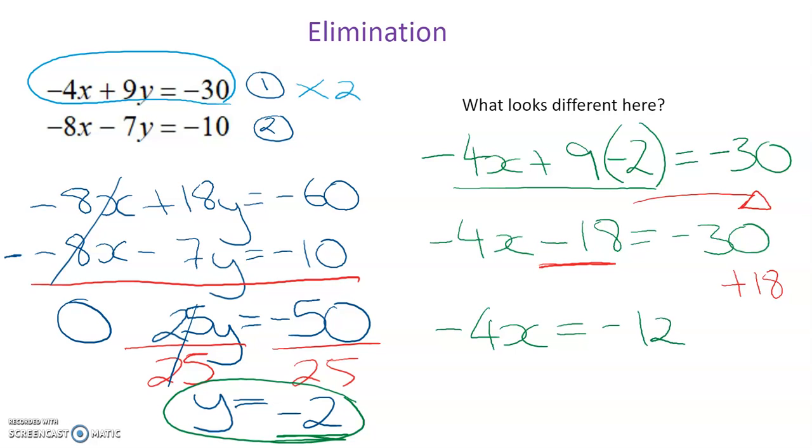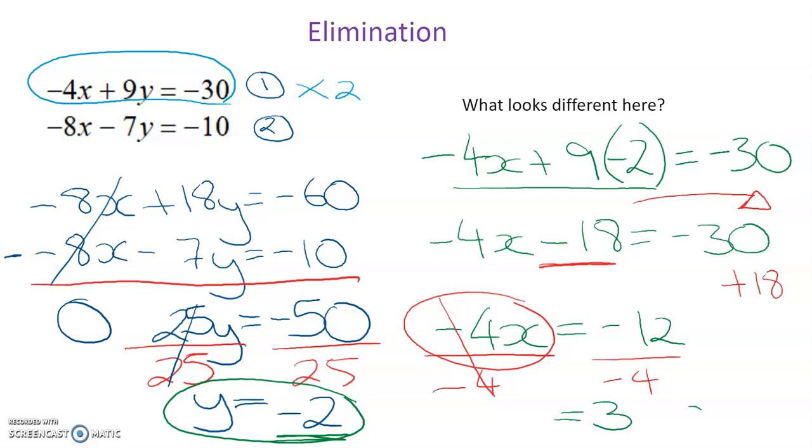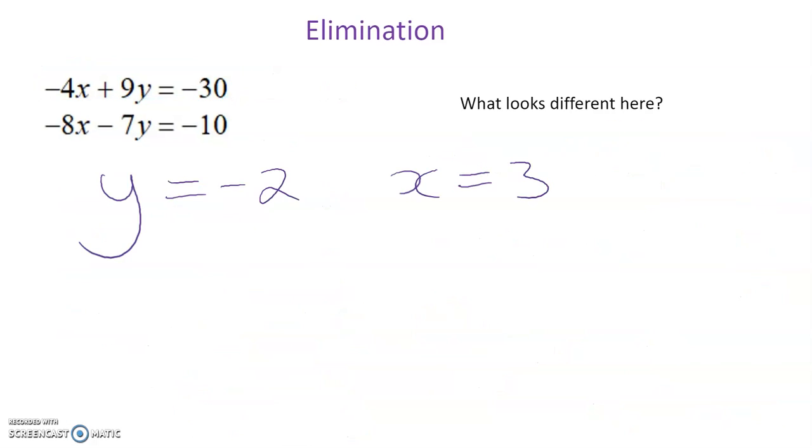We're still not done. X is still not by itself. Again, we have multiplication here, so we need to divide by negative 4 and divide by negative 4. Negative 12 divided by negative 4 equals 3. So x equals 3.